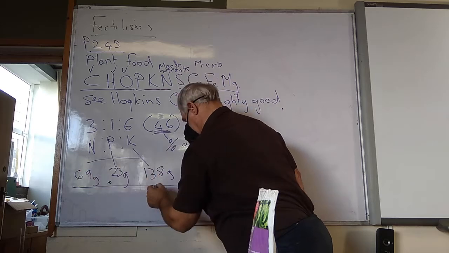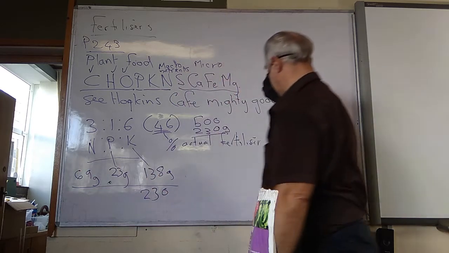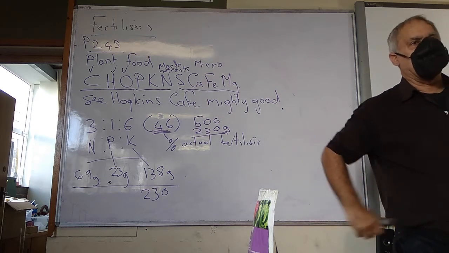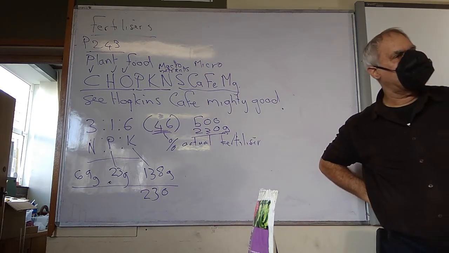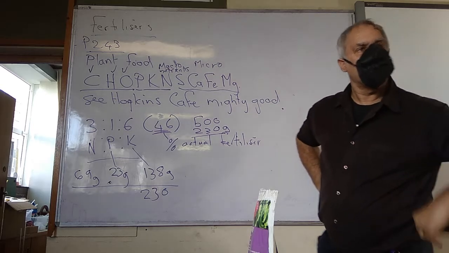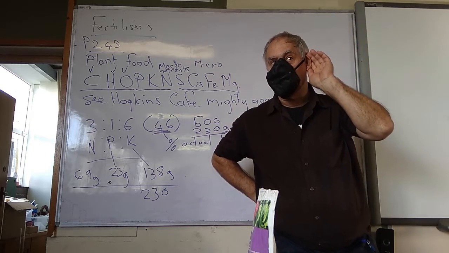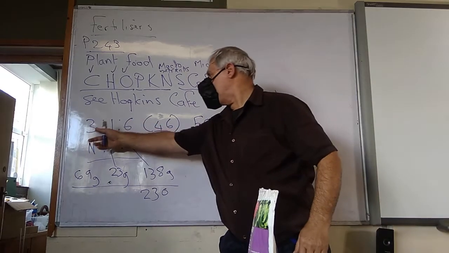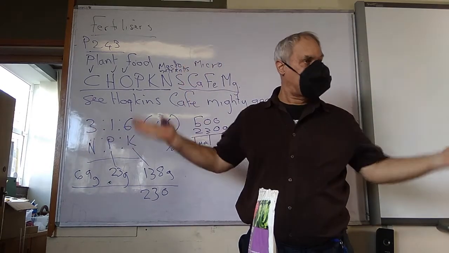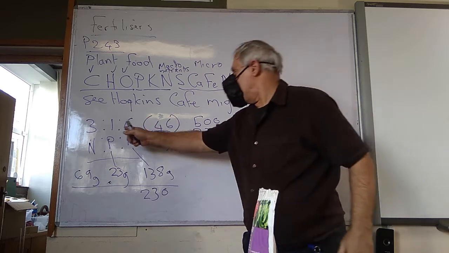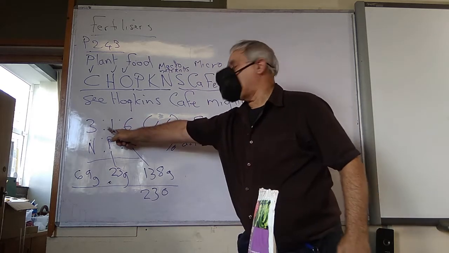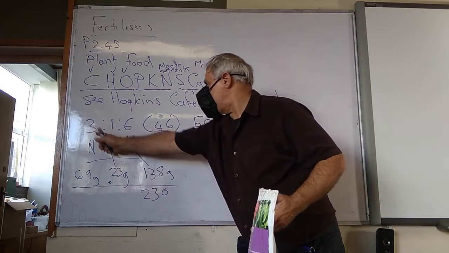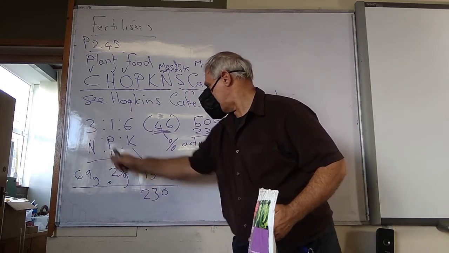So how did you work that out, Matthew? I added all the ratios together and divided 230 by the ratio. He added 3 and 1 is 4 plus 6 makes 10 parts. Then to divide 230 by 10 is easy, it's just 23. Then you multiply the 23 by 3, you get 69. Then you take the 23 and you multiply it by 6, you get 138. There you go. Well done.